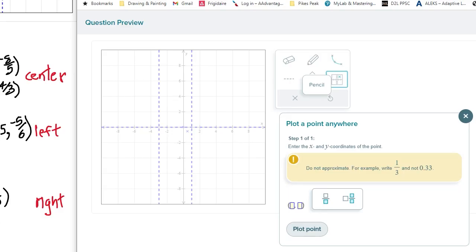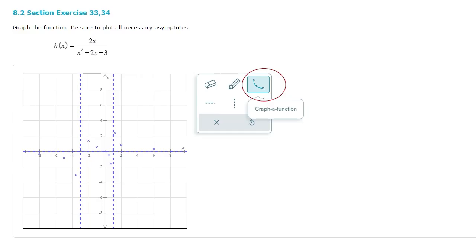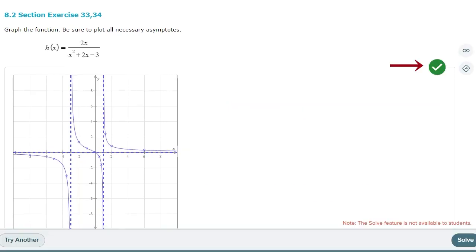Next, I'm going to have to plot all of these points. Use the graph a function tool. Click graph a function, and we'll notice the green check mark, which says I've done it correctly. So don't use the pencil.